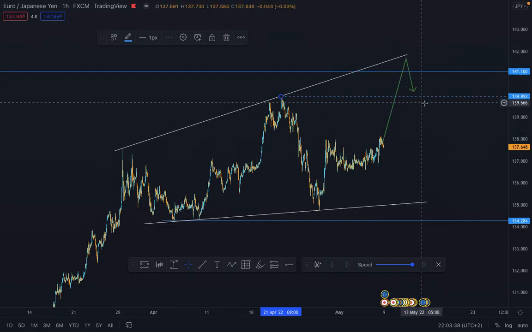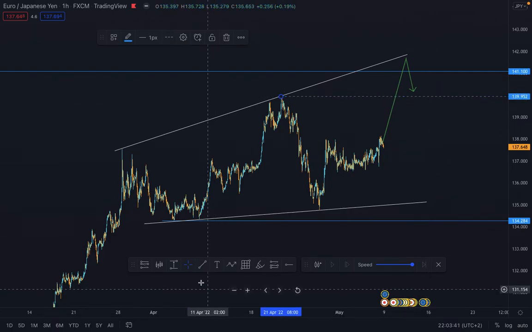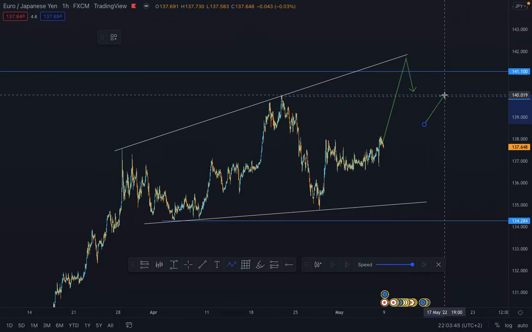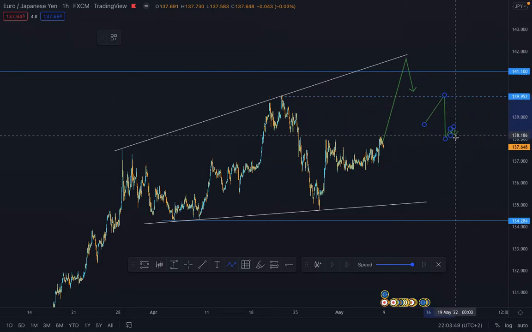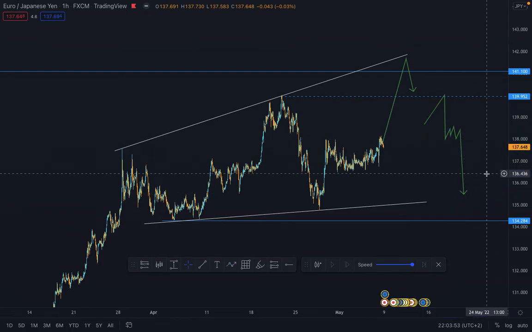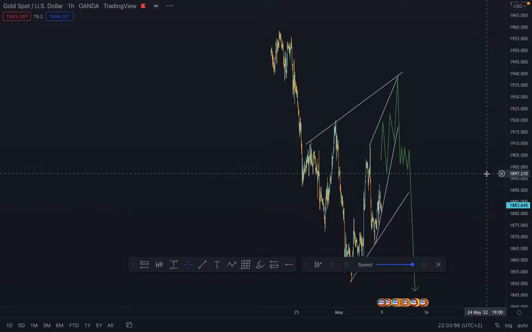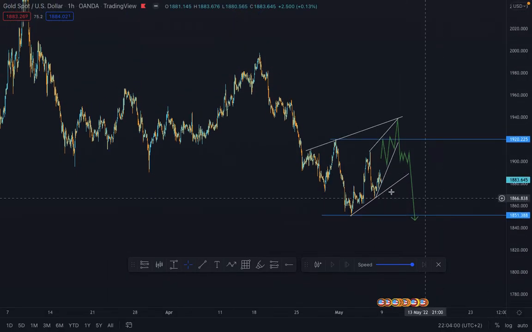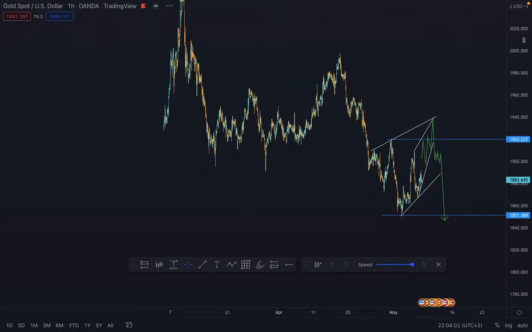If not, I'd then also be looking for price to get into this area, just exactly the same as the USD CAD. Give us some kind of a rejection in around this area, and then I can take that to the downside. And the last pair that I have here, well, this one is a commodity. I'm looking at a gold trade.